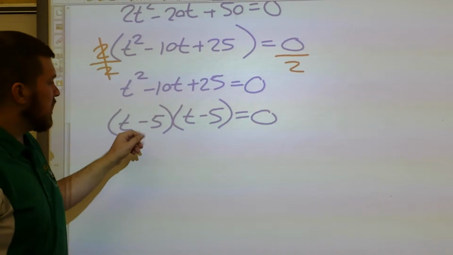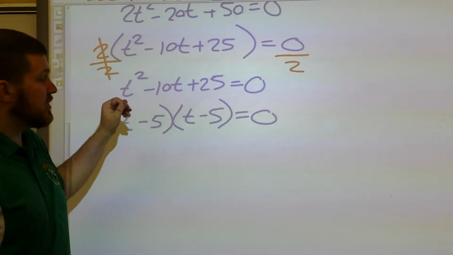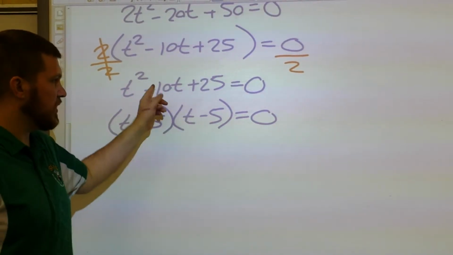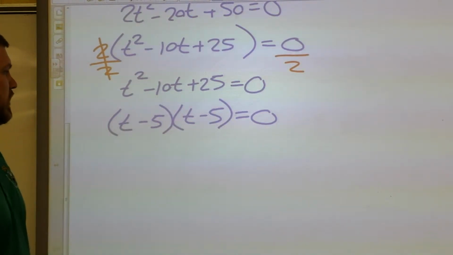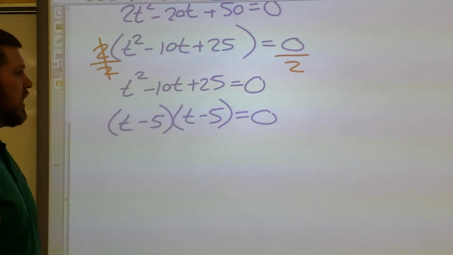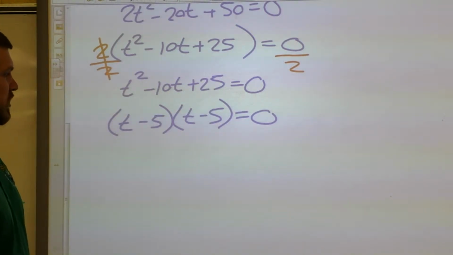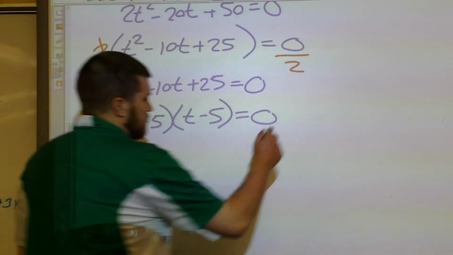And then our double check is adding these two numbers to see if we get negative 10. Negative 5 plus negative 5 is negative 10. So those are two magic numbers. As soon as we have this factored correctly, then what we can do is solve. We're going to solve this by using the zero product property.